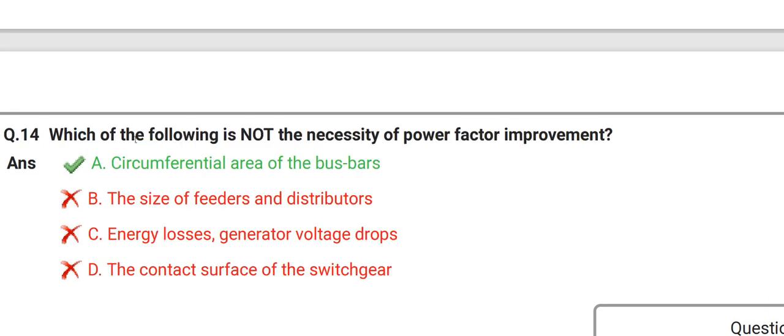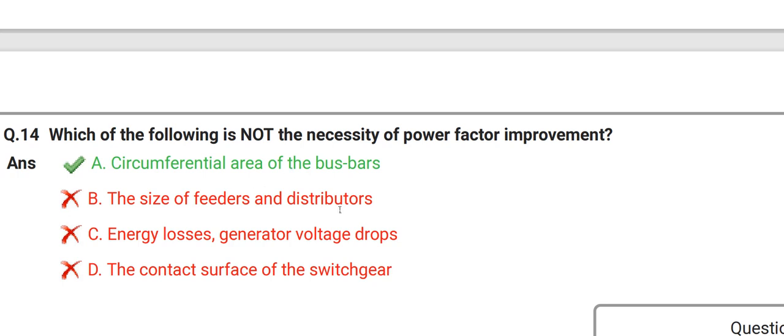The next question is that which of the following is not the necessity of power factor improvement? Okay, so you know for the power factor improvement we use static capacitors, phase advancers. Okay, so they are asking the not the necessity. Okay, कौन सी जरूरत नहीं है इनमें से? So the size of feeders and distributors are the important factor.